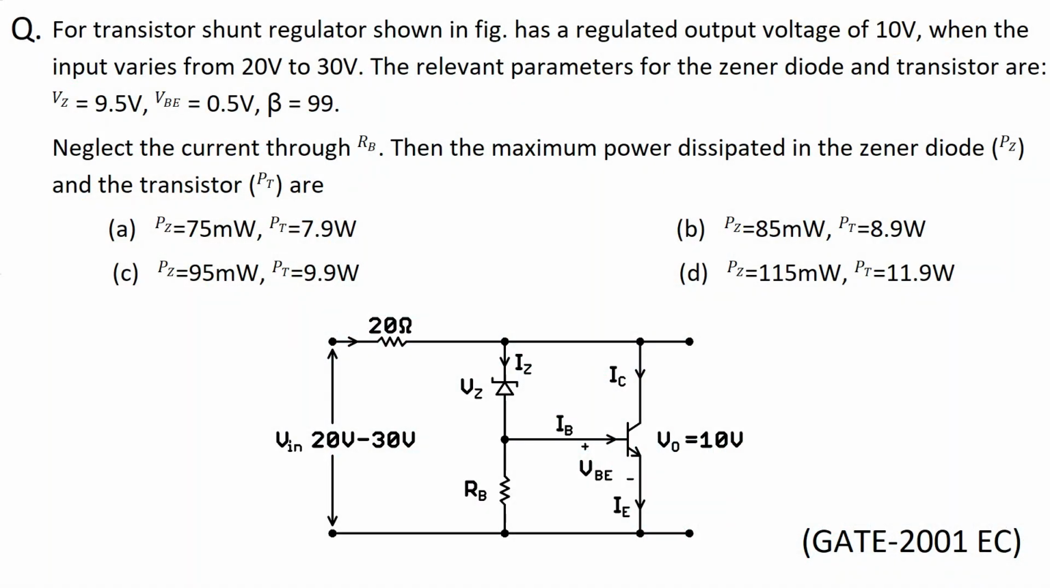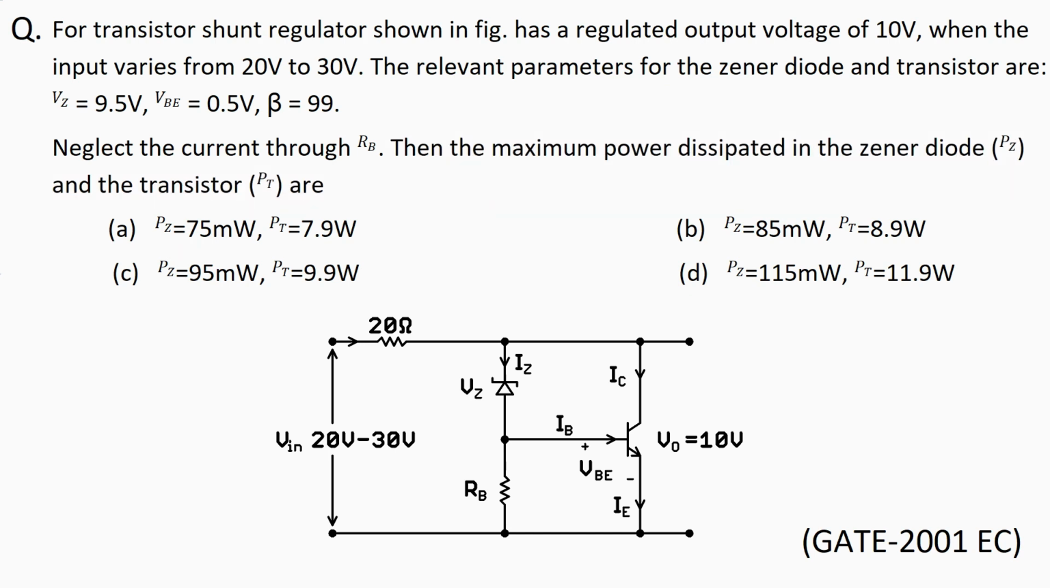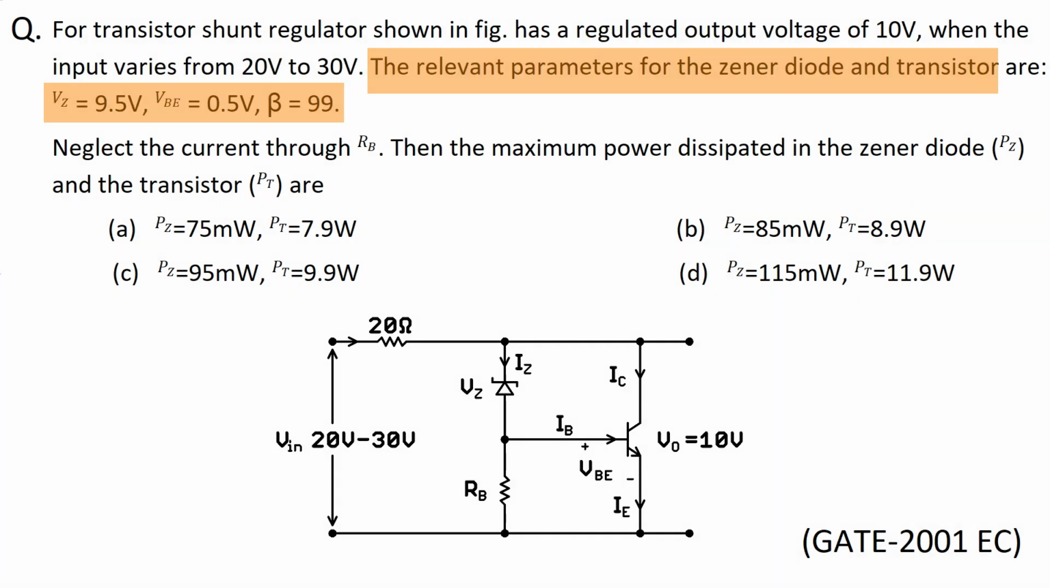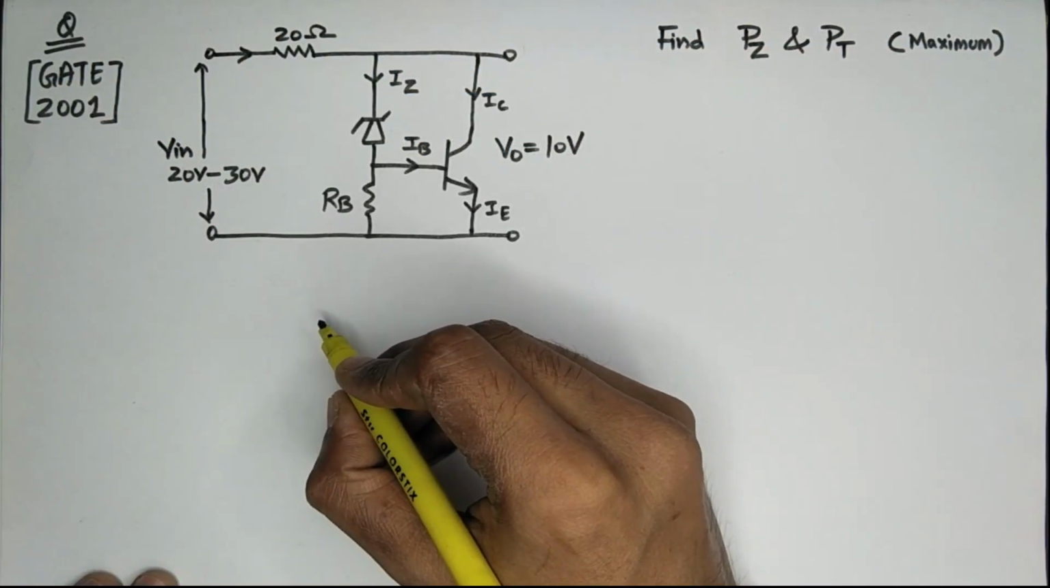This time we have this question of GATE exam 2001 electronics branch. In this question we have to find maximum power dissipation through Zener diode and transistor. Given that input voltage is varying from 20 volt to 30 volt and output is regulated 10 volt, and some relevant parameters of Zener diode and transistor are mentioned. Now let's solve the question.